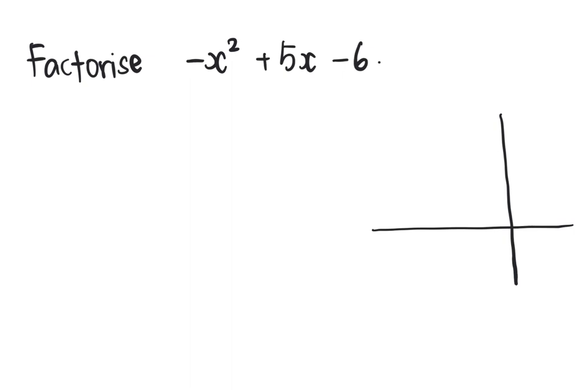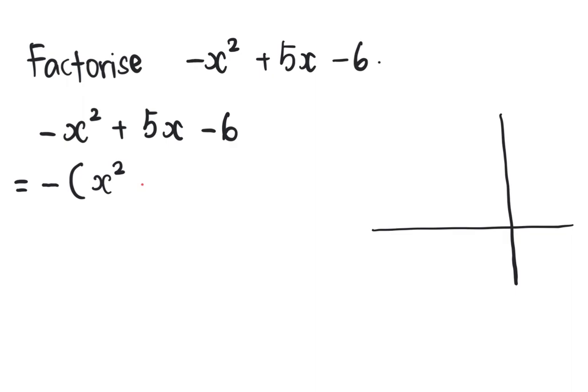Everyone, welcome to this video where we are required to factorize negative x squared plus 5x minus 6. Do take note that I am going to rewrite this as I'm going to take out the common factor negative 1, and notice what will happen. My x squared from negative will become positive.